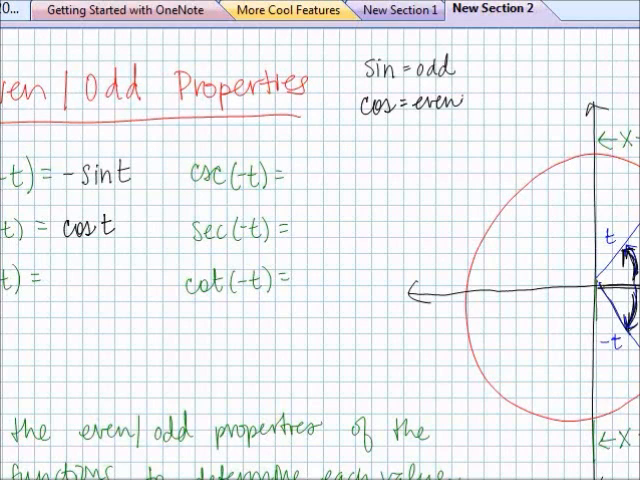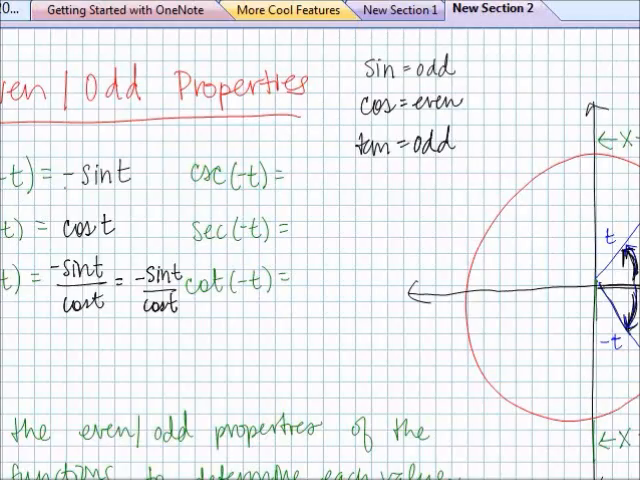Now let's look at tangent of negative t. Tangent of negative t is, remember, y over x, or sine over cosine. So do you see that the y is negative sine t, the x is cosine t. So if you put negative sine t over positive cosine t, you get negative sine t over cosine t. Since we plugged the negative in and it made the function negative, tangent is odd.